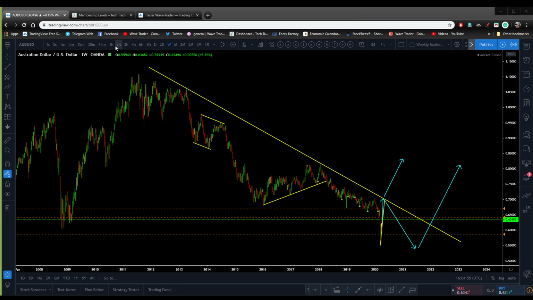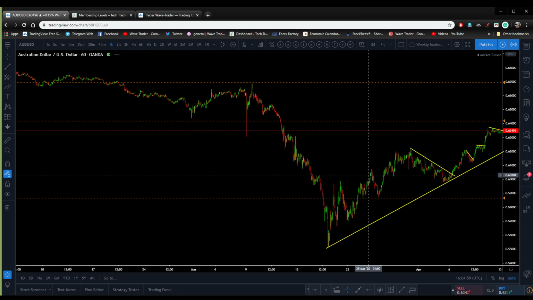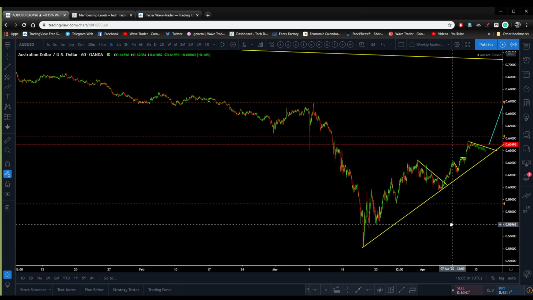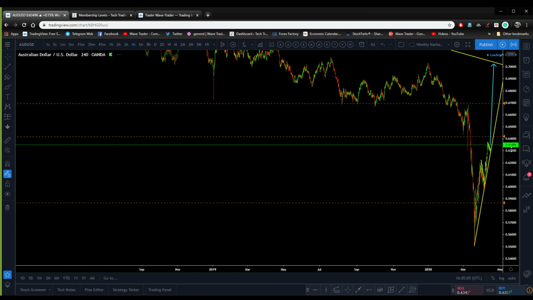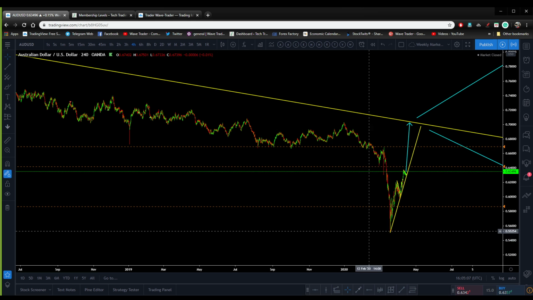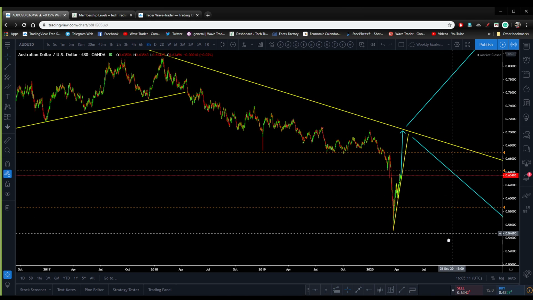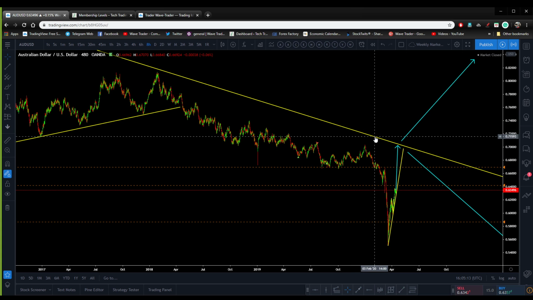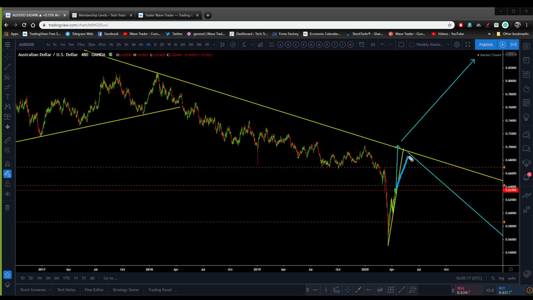We are in a recovery mode, so the Australian dollar, US dollar should keep pushing higher. Once price tags the 67 or the previous trend, let me go on a slightly bigger time frame so that you can understand the bigger image. Once price tags that trend line, we'll see what kind of price action we're going to have.